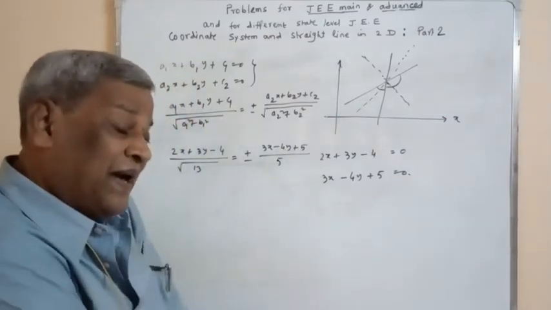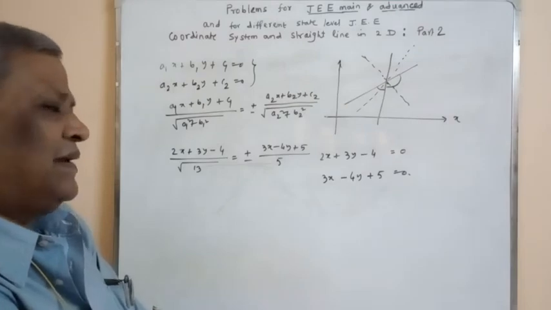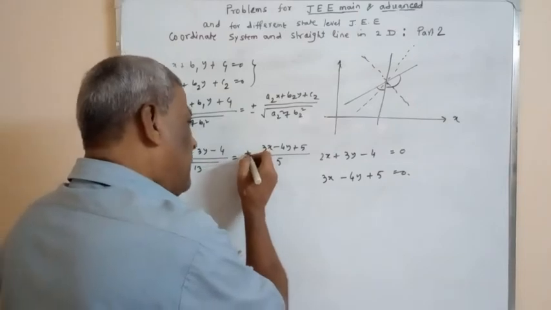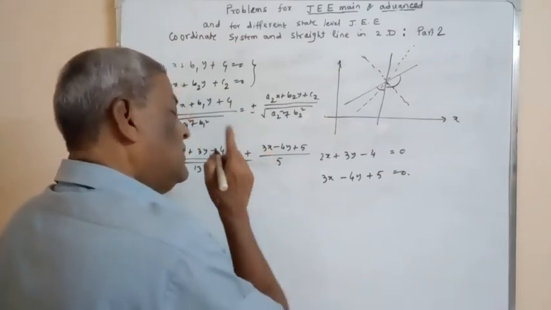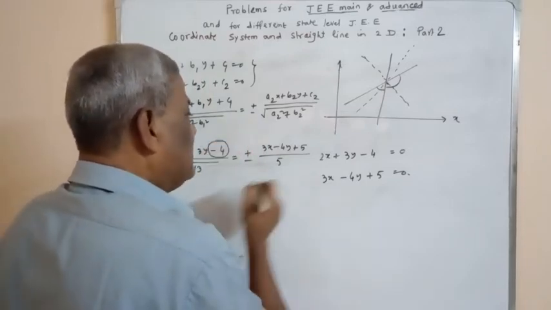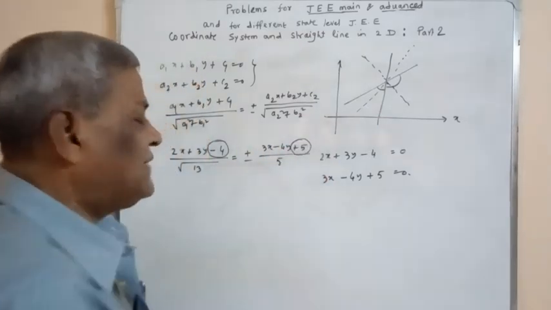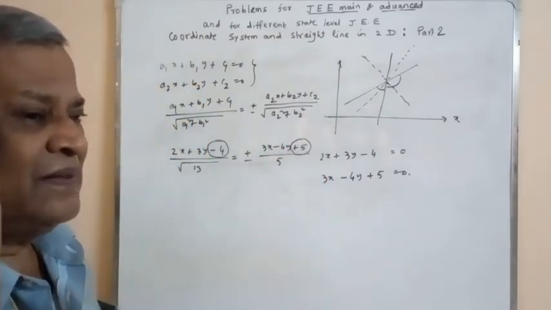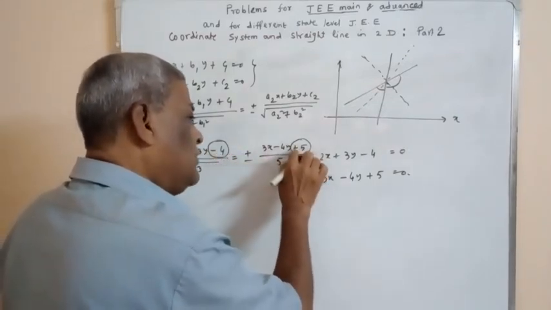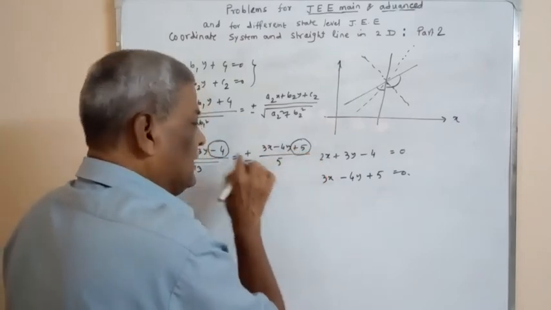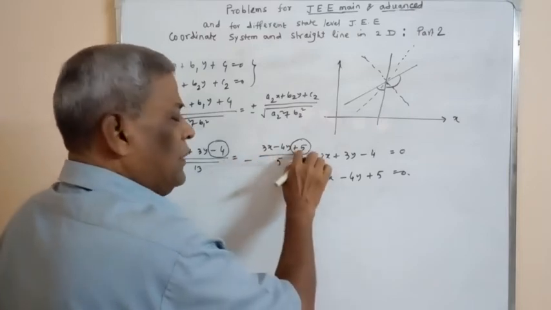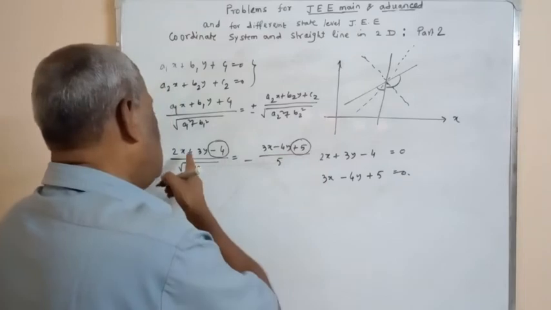Now, to identify which one is the equation of the bisector of the angle containing the origin, we have to choose either positive or negative sign in such a way that the constant term on the left-hand side and the constant term on the right-hand side are of the same sign. Now this is negative, and you have to make this negative by using this or that. By using the negative sign only, this will be negative. So our answer is this is equal to that.